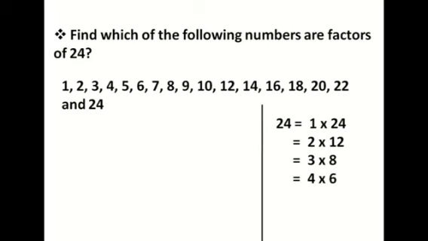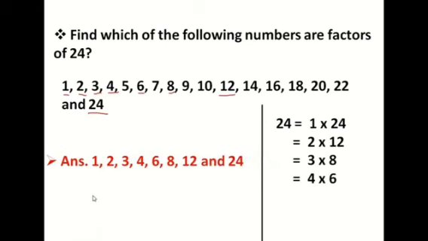Now underline the factors you are getting here. So 1 is there, then 2 is there, 3 is there, 4 is there, 5 is not there, then 6 is there, after that 8, you are getting 8, after that 12, then you are getting 24. Okay, so write down the final answer then. What are those? It is 1, 2, 3, 4, 6, 8, 12 and 24.